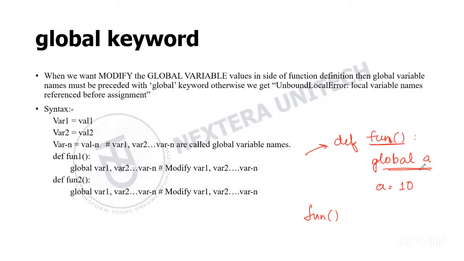And one more thing is, if you have some global variable, same a equal to 10, and you are trying to print.